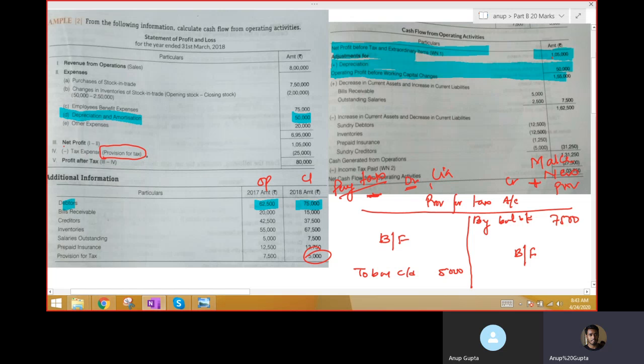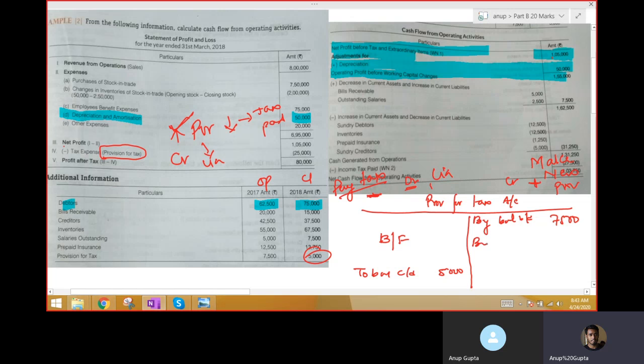So if provision is made during the year, will it increase the provision or decrease the provision? Tell me. If provision is made, obviously provision will increase, because provision is decreased only when tax is paid. But here it's not said tax is paid, it said provision is made. So provision will increase. If provision increases, is it debited or credited? Obviously credited, because provision is a liability.